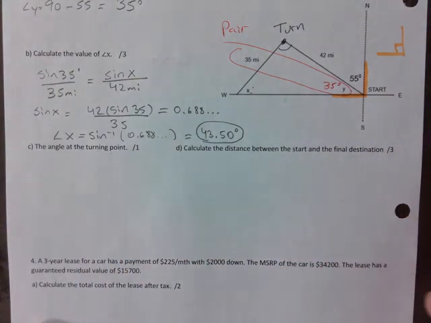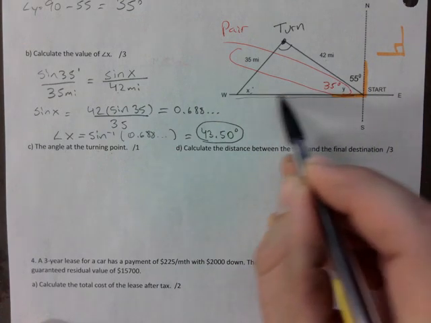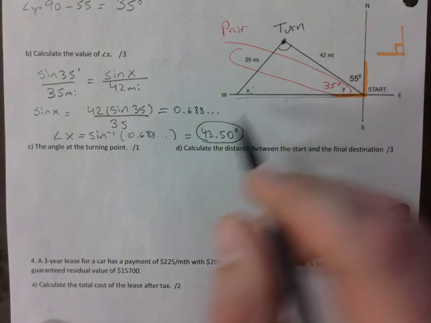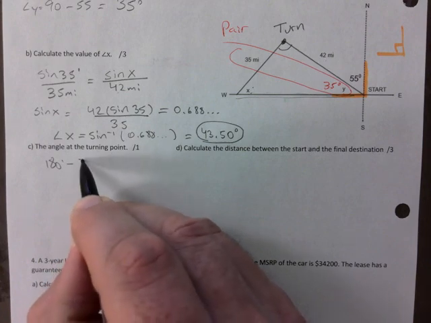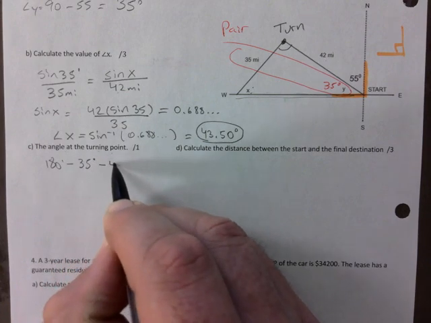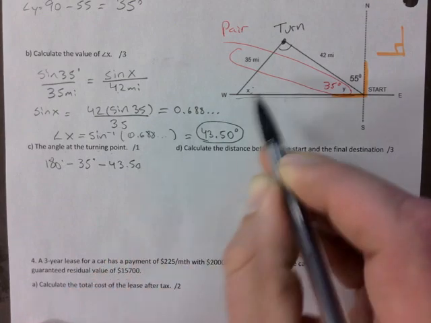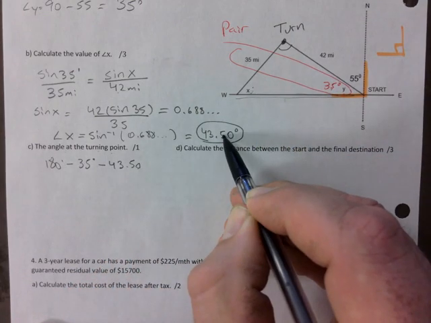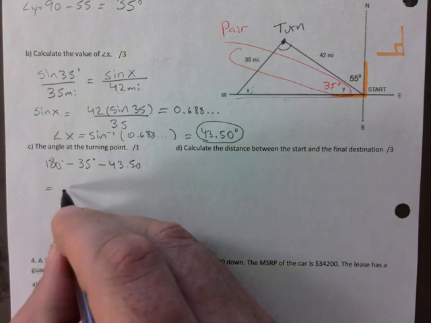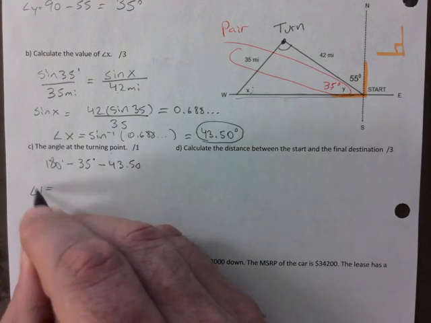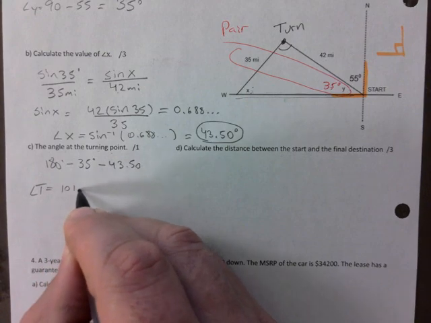You could use sine law to do that, but I'm not going to do it. Can you use sine law? No, you couldn't. You don't have the side across. So you need to use the sum of the triangle. So I'm going to take 35 away from it, and I'm going to take away the one I just found. Those two angles, these two here, I'm going to subtract from 180. And you have angle T, let's call it, is 101.5 degrees.